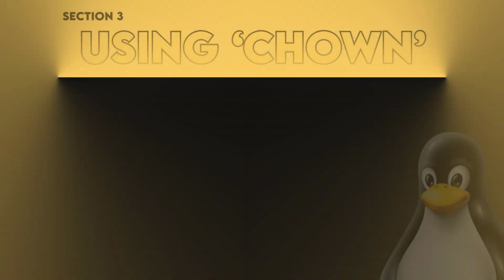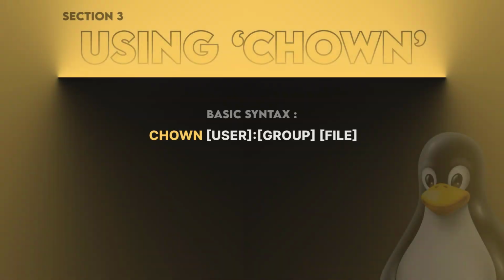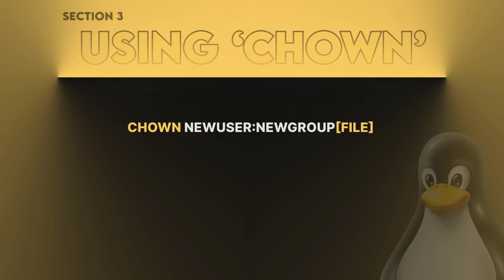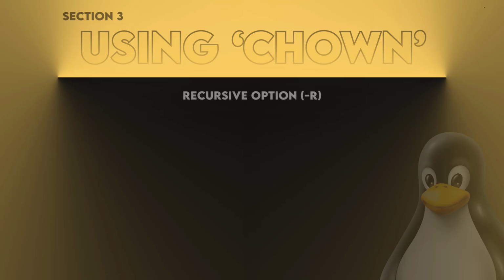Section 3, using chown. The command which can be used to change the owner or group of a given file or directory is chown. For example, this command will change the present ownership from the user to a new user and the group to a new group. So here we have a recursive option for chown and chmod. This option allows you to change the owner of all the files inside a folder, not just the folder itself. This also works for the chmod command.